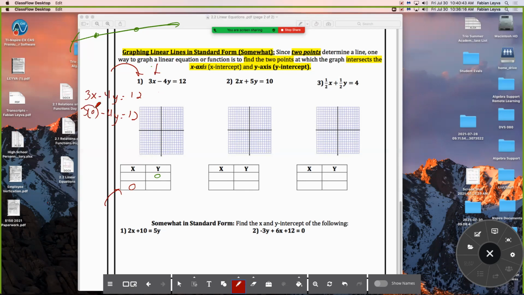Now, check this out. 3 times 0 is always 0. So you can really just cross that out and ignore it. And notice you're left with negative 4y is equal to 12. So let's go ahead and divide by negative 4 on both sides. You end up with y is equal to a negative 3.